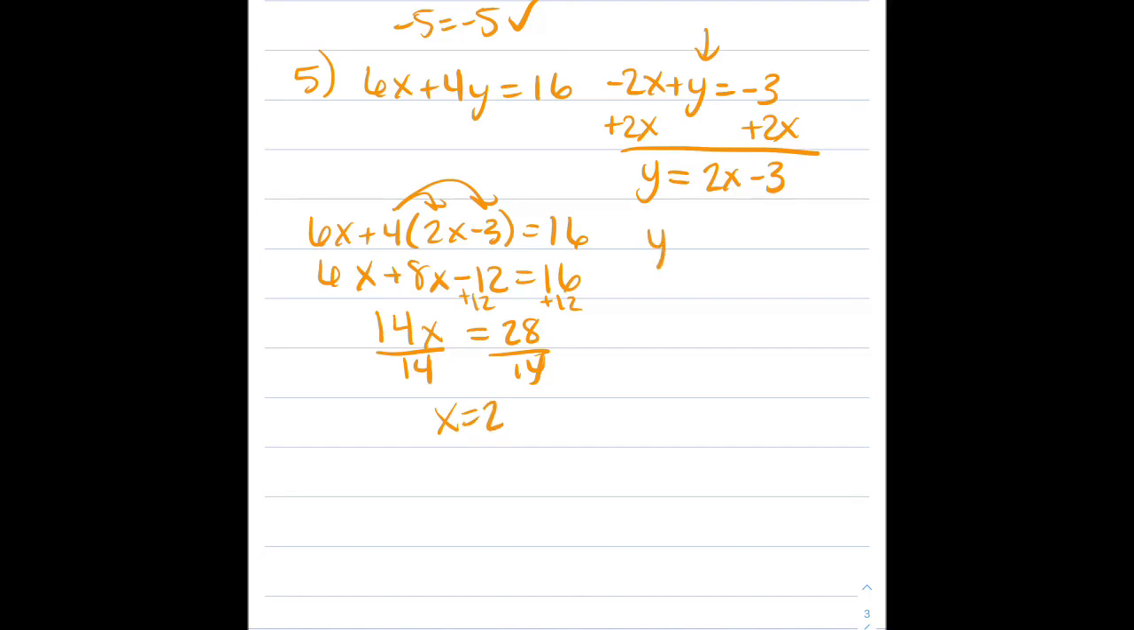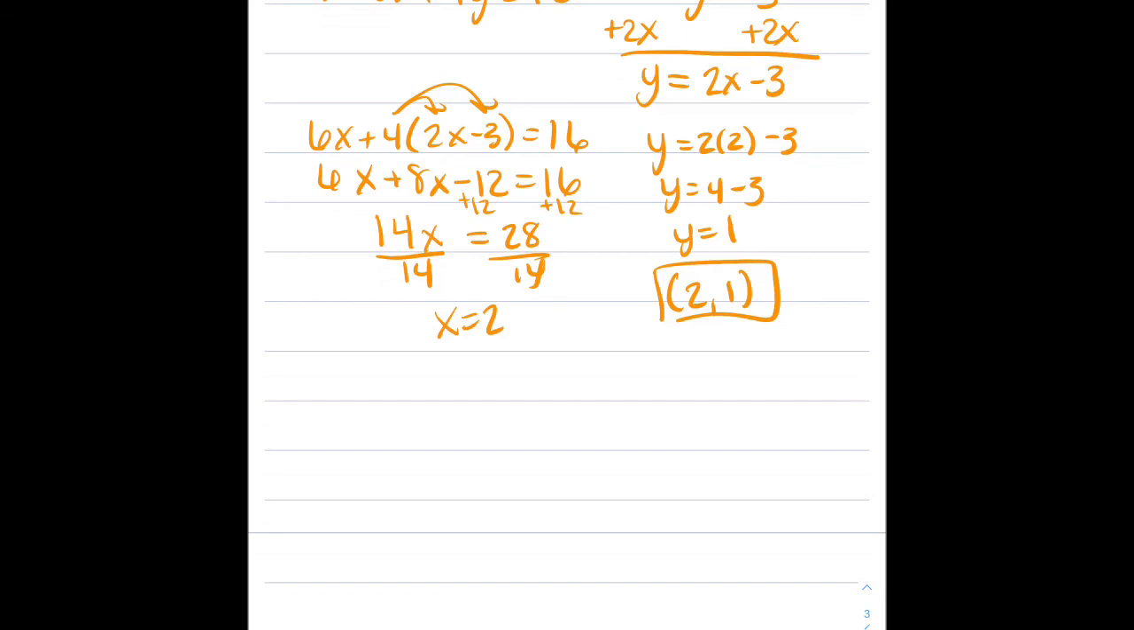Now I'm going to substitute that in, so y equals 2 times 2 minus 3. Y equals 4 minus 3, y equals 1. So my point should be 2, 1. And let's check it. 6 times 2 plus 4 times 1 should be 16. So 12 plus 4 should be 16, and I think it is. That works out. I'm going to go ahead and rewrite that equal sign.